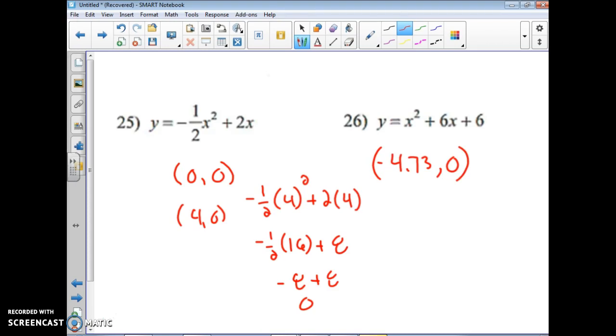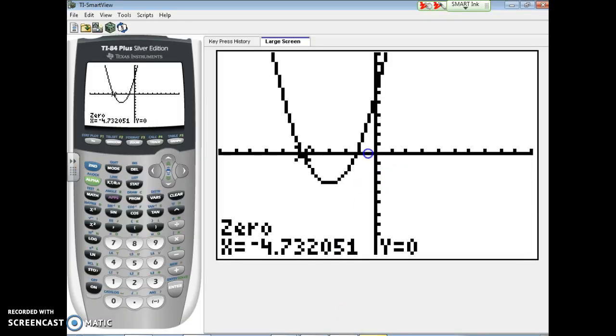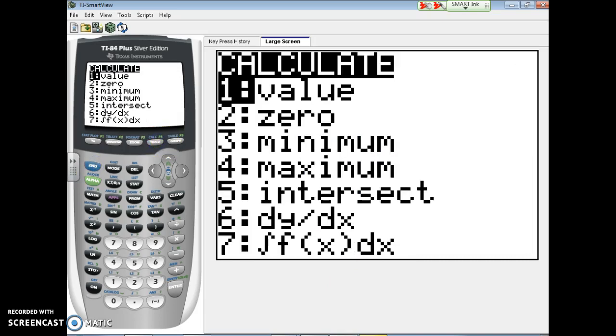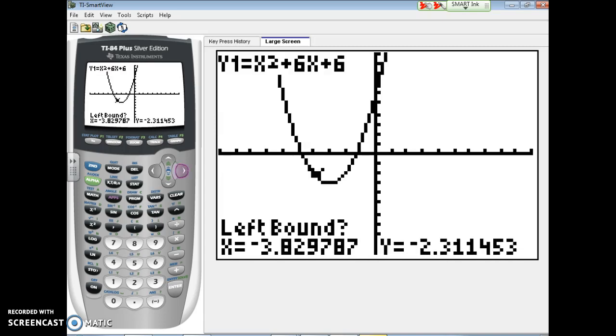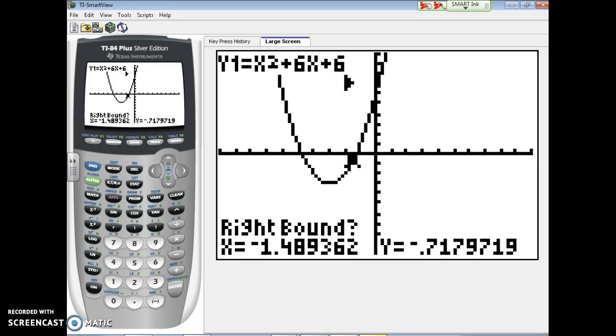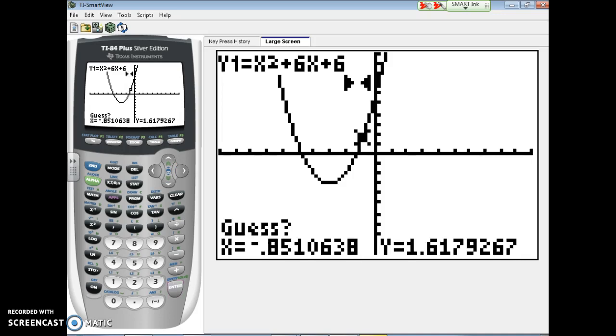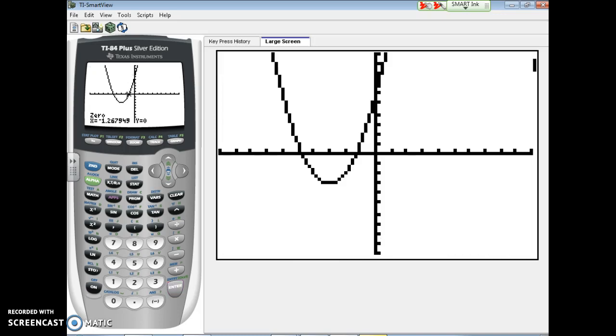I'm going to do the same thing again for the other side. I want to find out what that 0 is. So I'm going to press second and trace, go down to 2, and then I'm going to follow the curve until I'm right below the x-intercept. I'm going to press enter, so I'm just to the left of it, and I'm going to go to the right of it, so that means it's going to go above the x-axis here. Press enter, and then enter again. So I get negative 1.270.